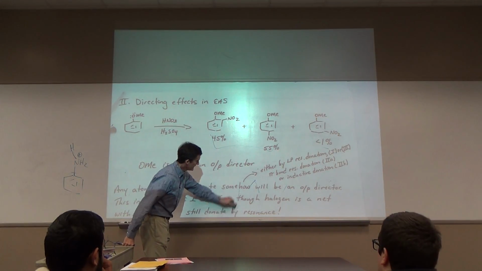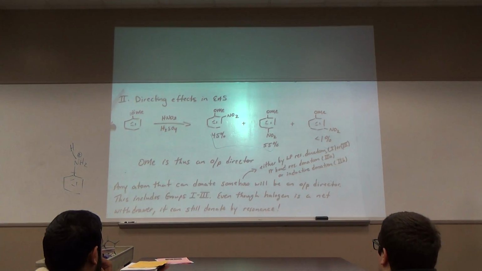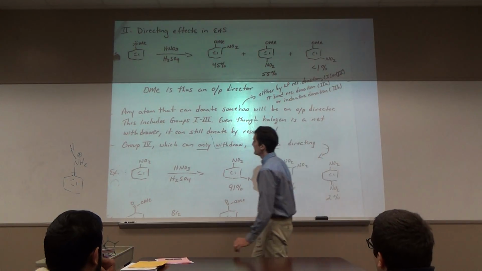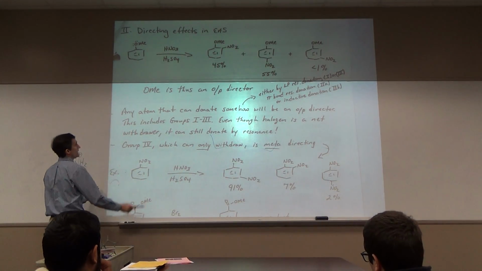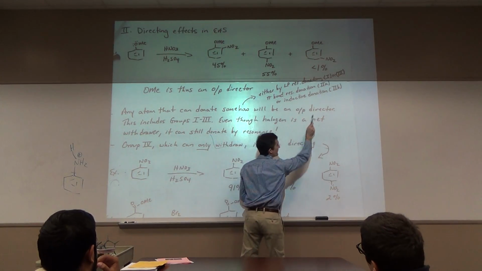Okay, how can we predict this? How do we know that that would be an ortho? We can go back and look at resonance structures, and we eventually will. But let's stay with some predictions. Any atom that can donate somehow will be an ortho-para director.